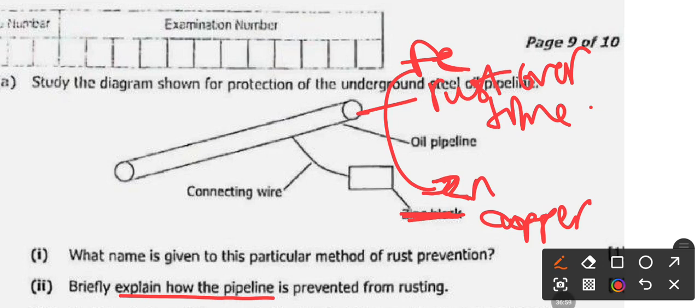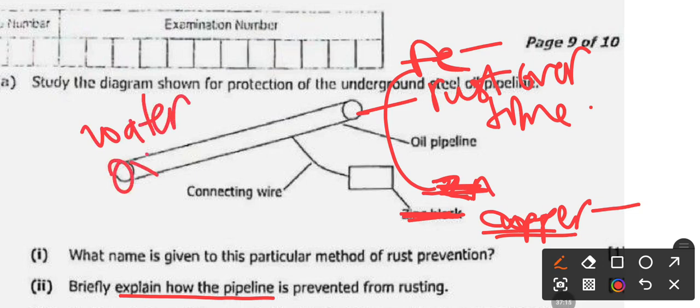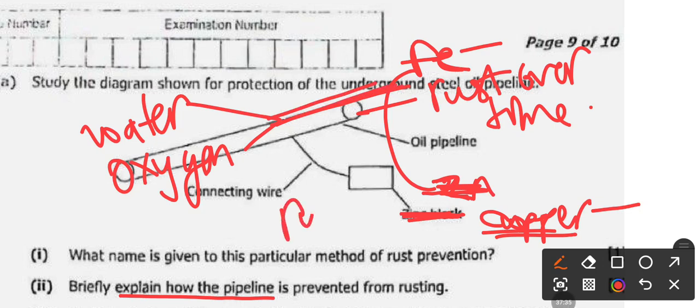However, in this case, if we use copper, we know that iron is more reactive than copper. So if this pipeline is exposed to environmental conditions such as water and oxygen, the iron would react with these environmental conditions. The copper would basically be doing nothing. As a result, the iron would gradually rust over time.